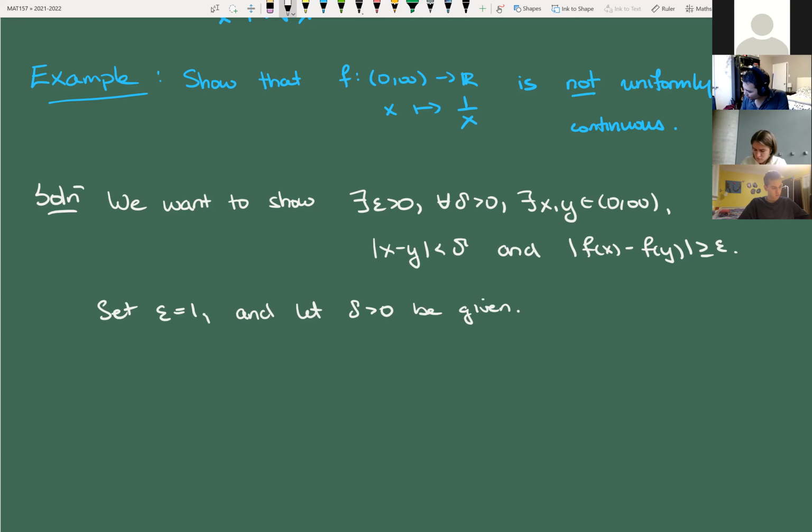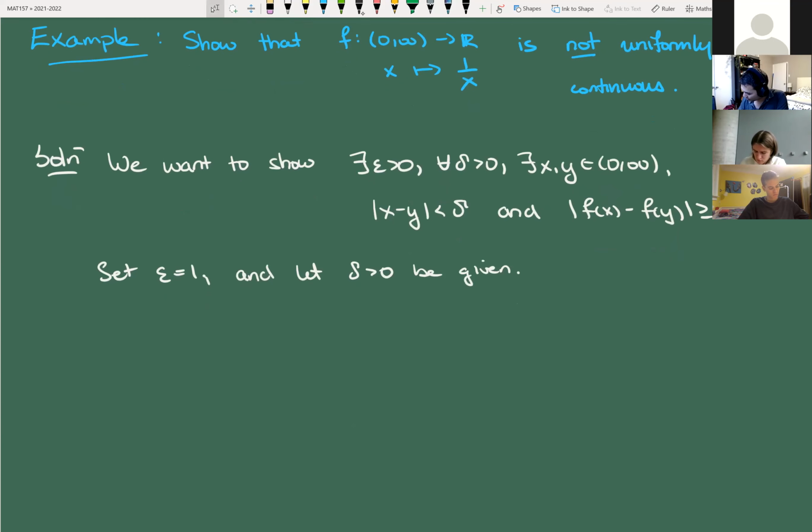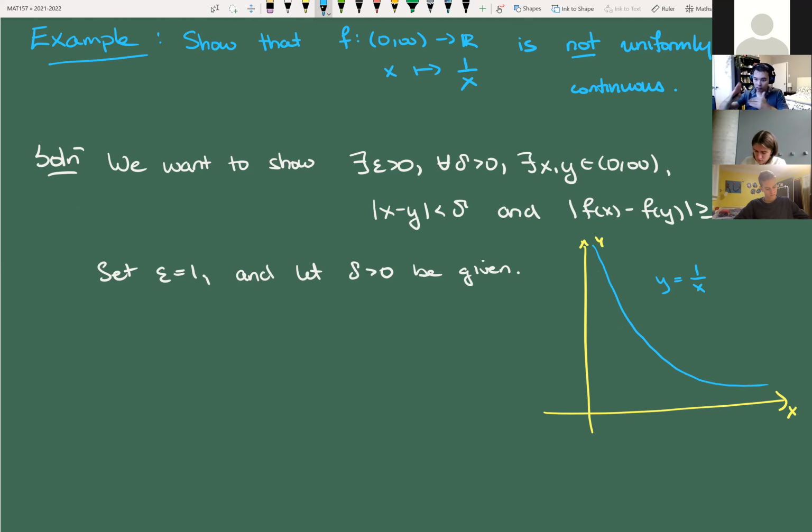Okay, I'm going to break it into 2 cases. So case 1. Oh, you know what? Maybe let me graph this just so we have an idea of what's going on. All right, so y equals 1 over x. The idea is that the function is getting very, very sharp towards 0. It's growing arbitrarily quickly. We've got this epsilon equals 1 band.